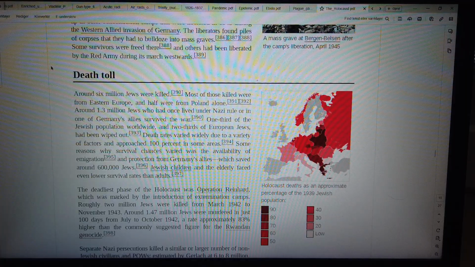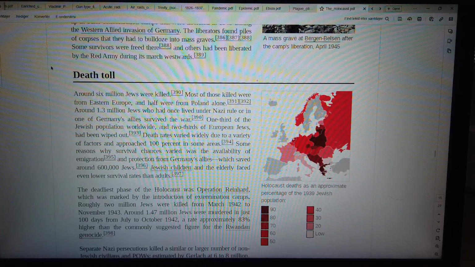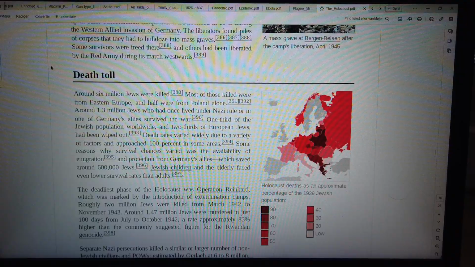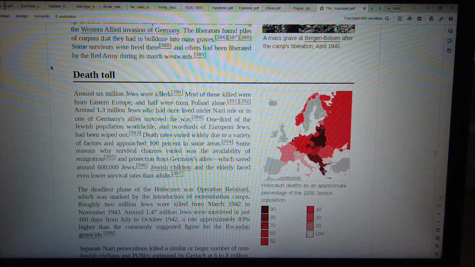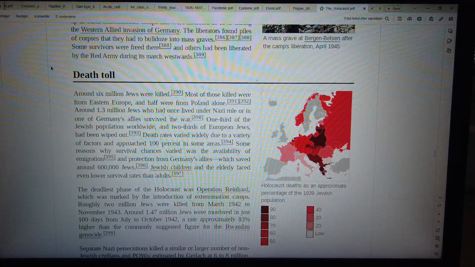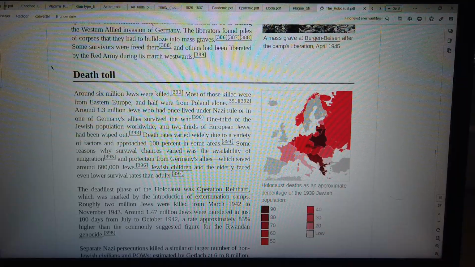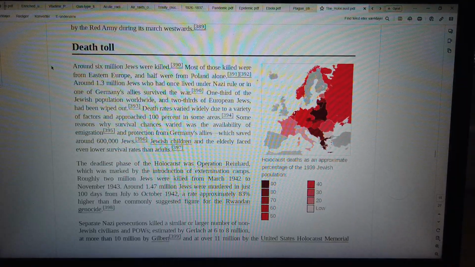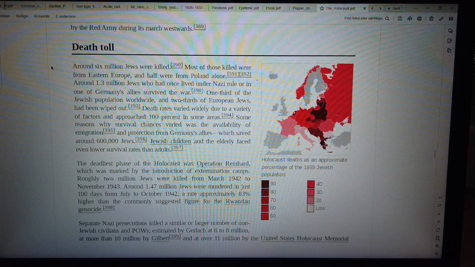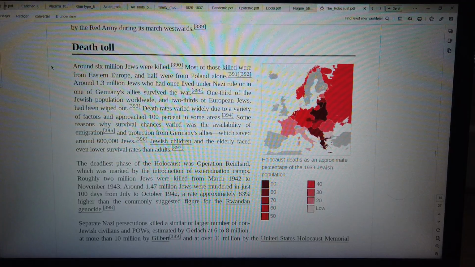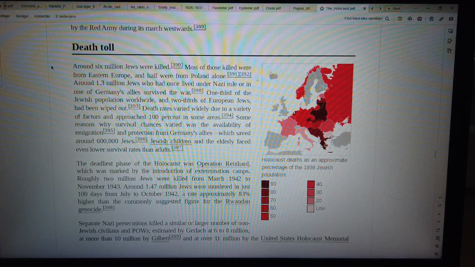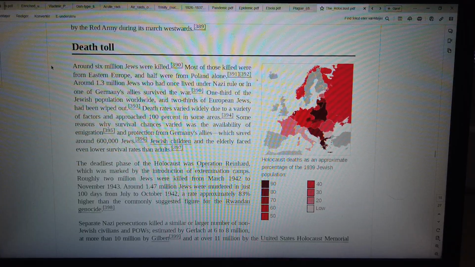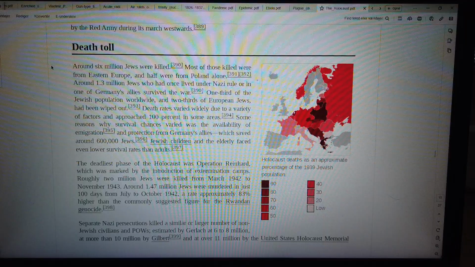Freed there, and others had been liberated by the Red Army during its march westwards. Death toll: Holocaust deaths as an approximate percentage of the 1939 Jewish population. Around 6 million Jews were killed. Most of those killed were from Eastern Europe, and half were from Poland alone.